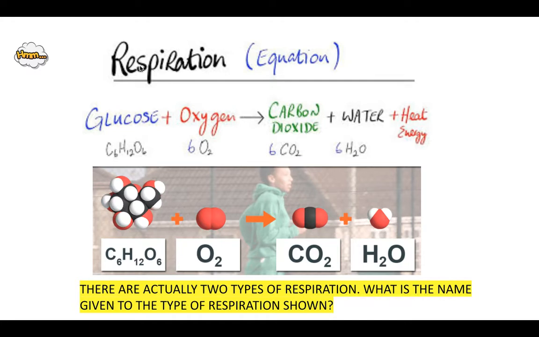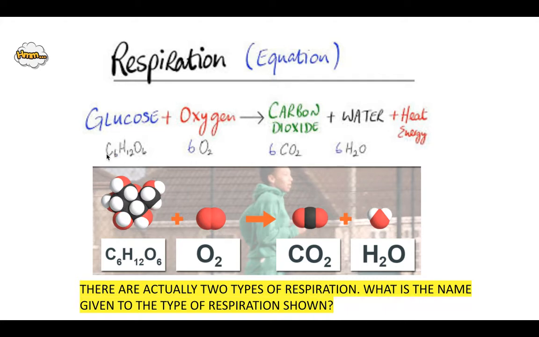cells. So the typical respiration equation, this is the word equation here: glucose plus oxygen produces carbon dioxide, water, and heat, energy. That is the word equation for respiration. Okay, and below it then we have the chemical equation. So you might have seen this when we were doing food.